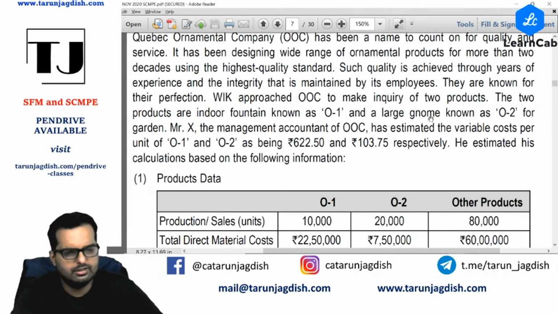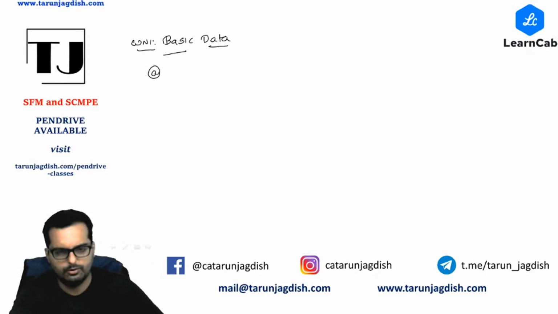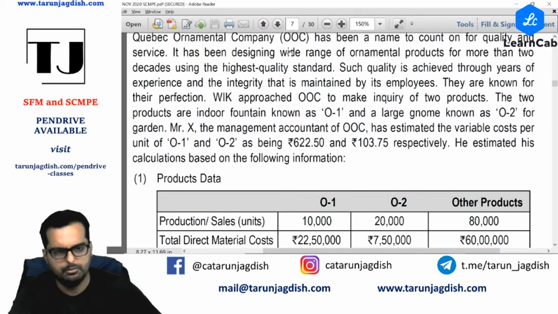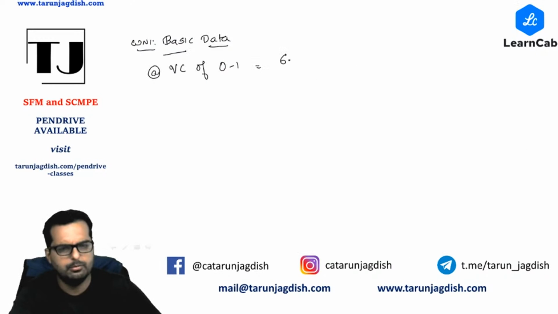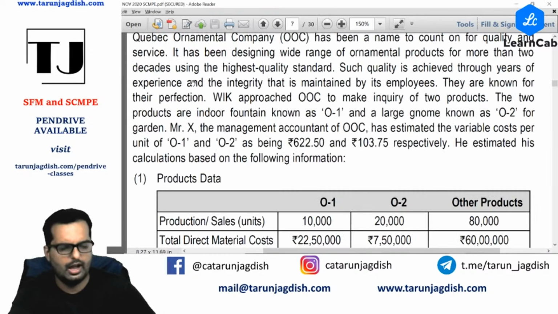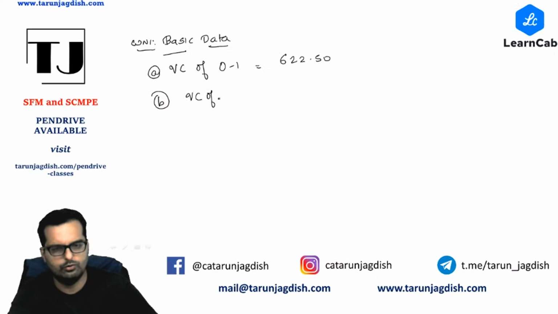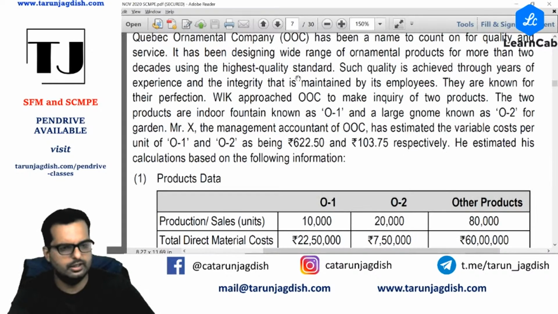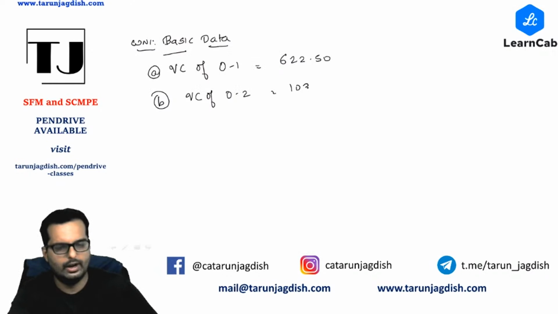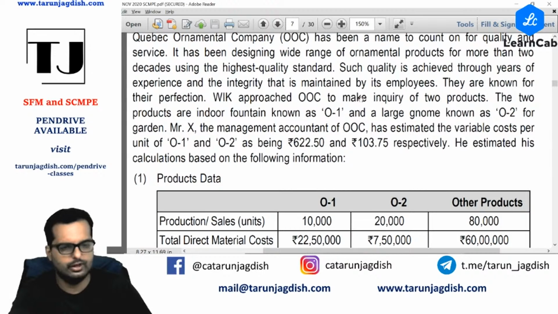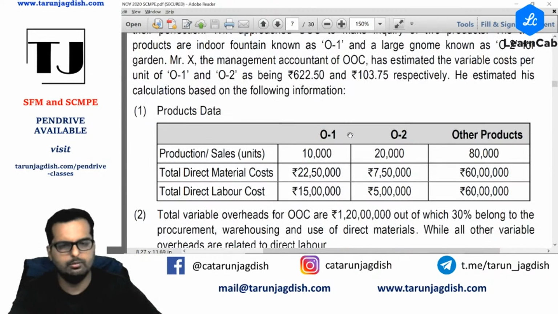They are saying the estimated variable cost of O1 and O2 is 622 and 103. Let's write down. Variable cost of O1. Numbers also not changed here. Same numbers, only name they have changed. 622.5 and other one variable cost of O2 is turning out to be how much? 103.75. Alright.